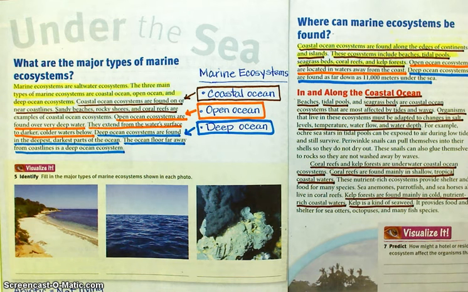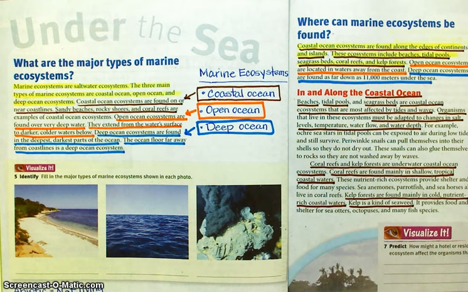But anyway, let's look at what are the major types of marine ecosystems. Marine ecosystems are saltwater ecosystems, and the three main types of marine ecosystems are coastal ocean, open ocean, and deep ocean ecosystems. I went ahead and took a marker and color coded. Y'all know me, I color code everything. The coastal ocean ecosystems are highlighted in brown. Coastal ocean ecosystems are found on or near coastlines. So things like sandy beaches, rocky shores, and coral reefs are all examples of coastal ocean ecosystems.